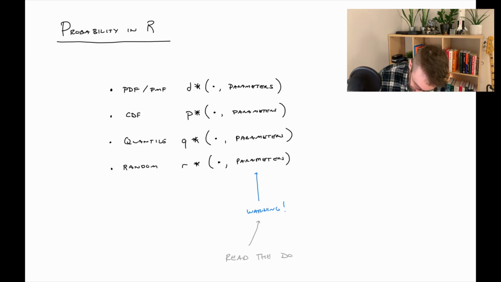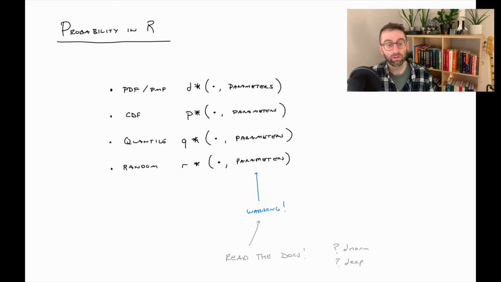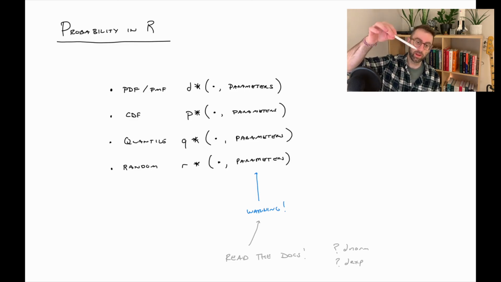the docs. So you need to pull up, say something like question mark dnorm or question mark dexp for exponential. So when you pull up the documentation of one of these functions, it'll show you d, p, q, and r all simultaneously. But it'll show you the PDF that it's actually using, and it'll tell you how the names of the R parameters match back to the Greek letters.